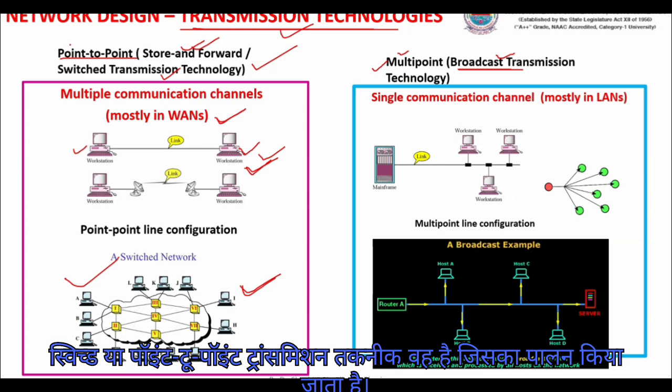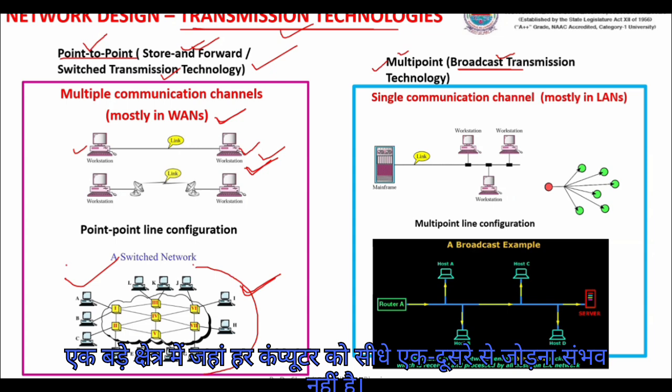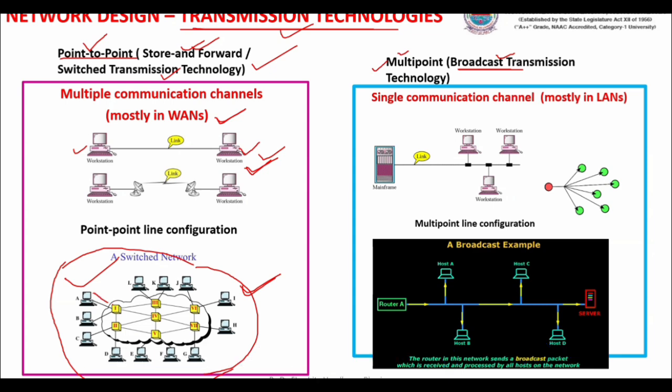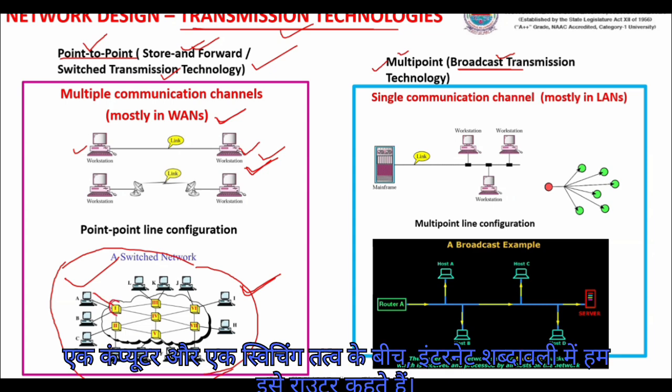So a switched network, or point-to-point transmission technology, is one which is followed in a large area where it is not possible to connect every computer to each other directly. So it's not possible to connect the computers directly. Here the connection is between a computer and a switching element.